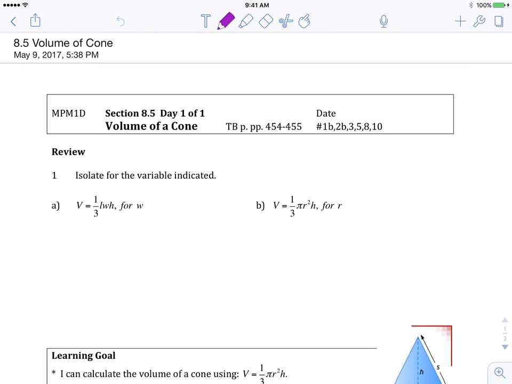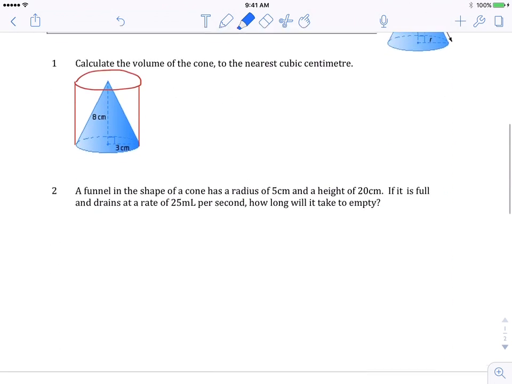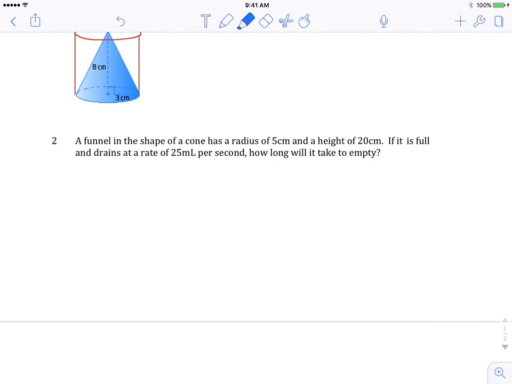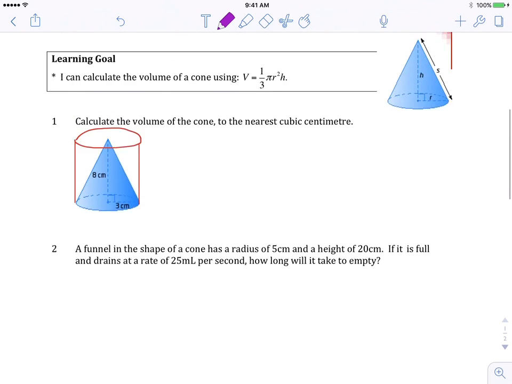All right, gentlemen, today we're looking at 8.5, volume of a cone. And you may have noticed on the last day's handout that there was a question at the end that looks very familiar. Here it is right here, number 2. And this question, you were not able to answer because we did not cover volume. So that was your segue into volume.